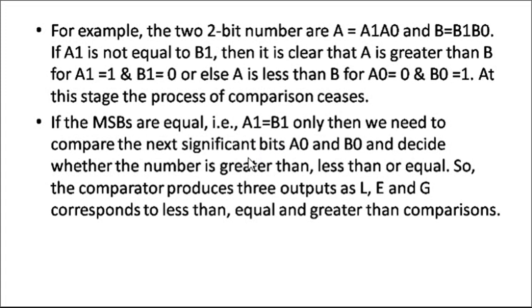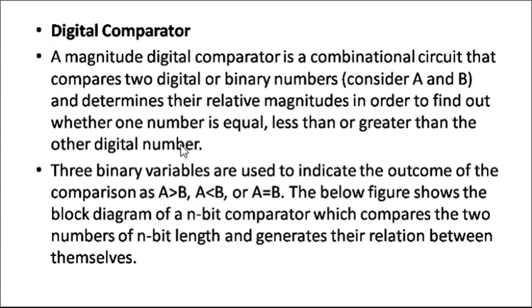If the MSBs are equal, A1 equal to B1, only then we need to compare the next significant bits, A0 and B0, and decide whether the number is greater than, less than, or equal. So the comparator produces three outputs, L, E and G, corresponding to L for less than, E for equal to, and G for greater than.